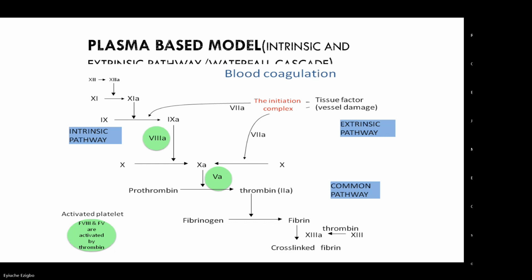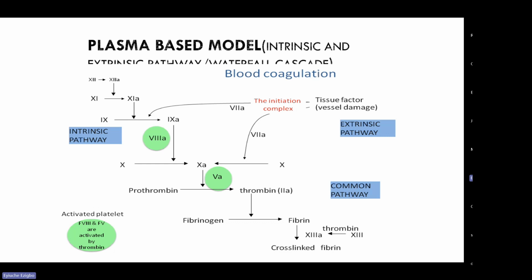Okay. So the common pathway, factor 7A can cleave. I've already described that. So from the common pathway, prothrombin is being activated to thrombin. It's the thrombin that will now activate fibrinogen to form fibrin.